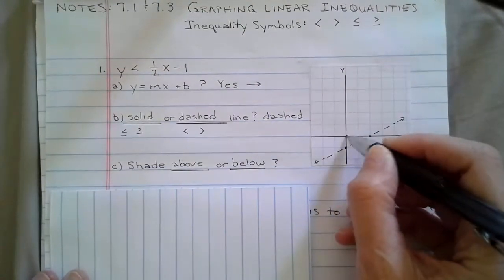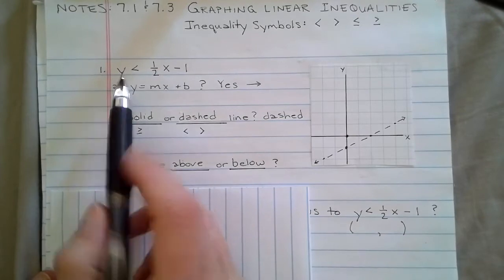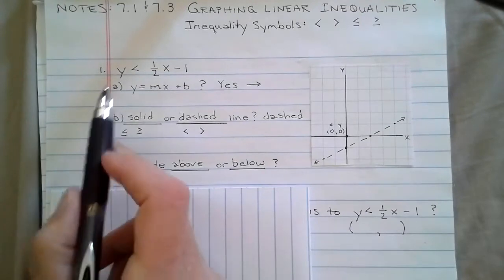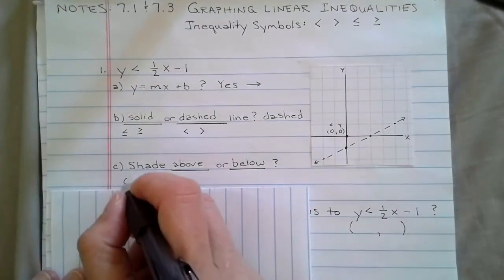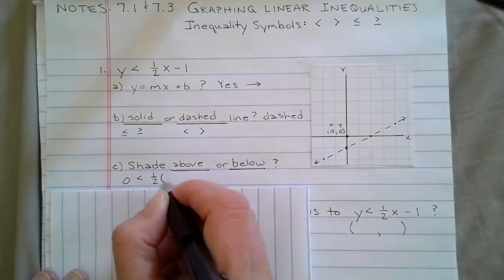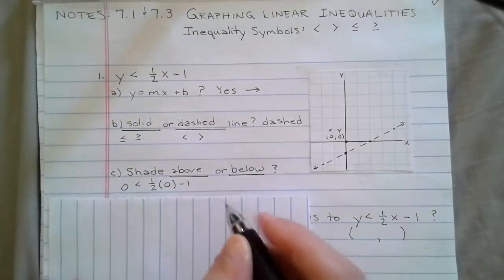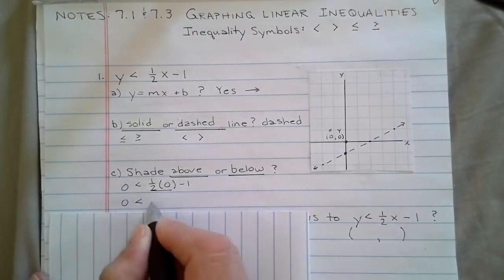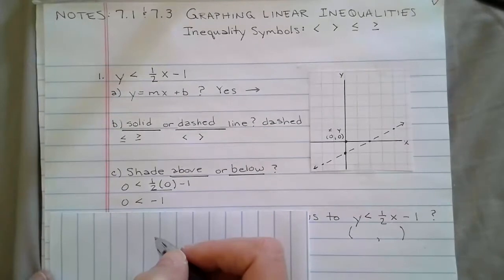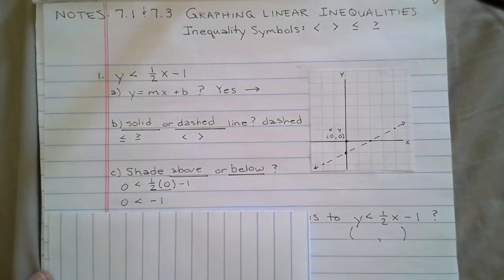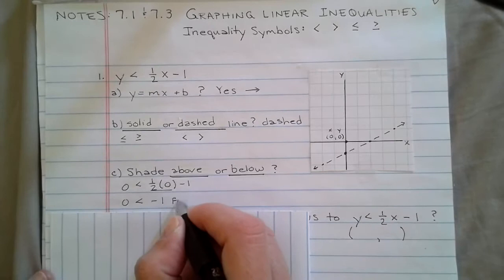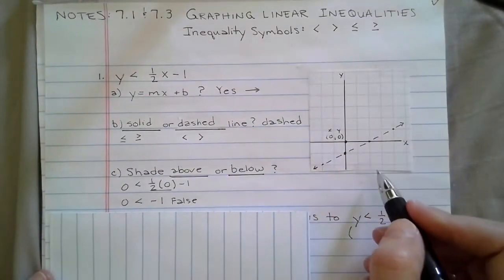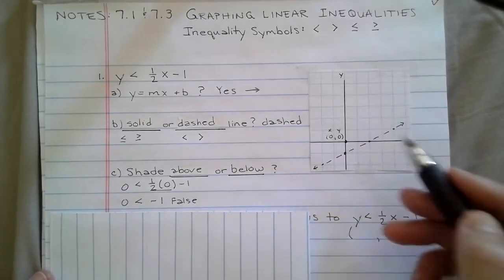I'm going to pick 0, 0, and you can just plug it in. This is the point where the x value is 0 and the y value is 0. And if we plug in, a y of 0 is less than 1/2 the x of 0 minus 1. And we just kind of go through our work here. 0 is less than -1. And that's not true. -1 is to the left of 0, so it's the smaller thing. So this is false. And that means we don't shade where this is. Solutions are either on one side or the other. So if this doesn't work, nothing over here will.